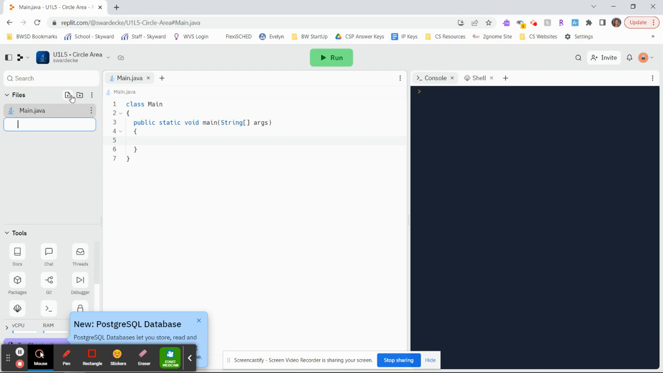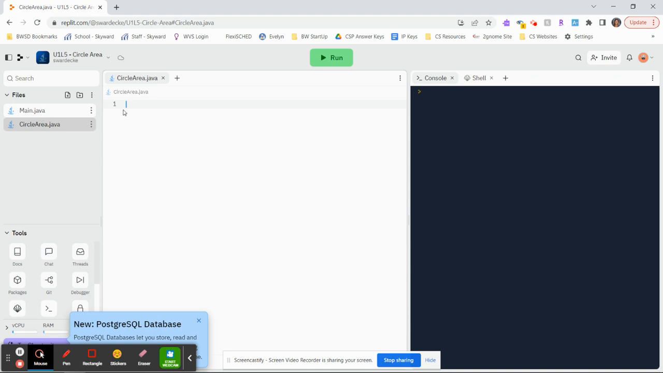That's what we're going to need to be consistent with as we program. And I'm just going to call this circle with a capital C and area with a capital A and no spaces .java. So that creates a new class for me called circle area. And then I'm just going to put my skeleton code in there.